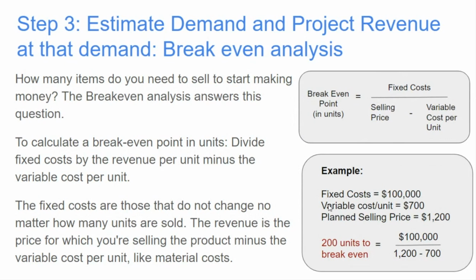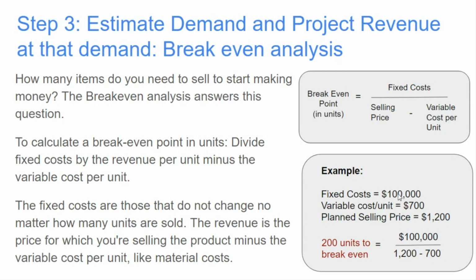Or in my example here, if we had a selling price of an item of $1,200 and the materials that went into it were $700, we know then that $1,200 minus $700 is $500. So we make $500 on each unit. We make $500 profit on each unit.